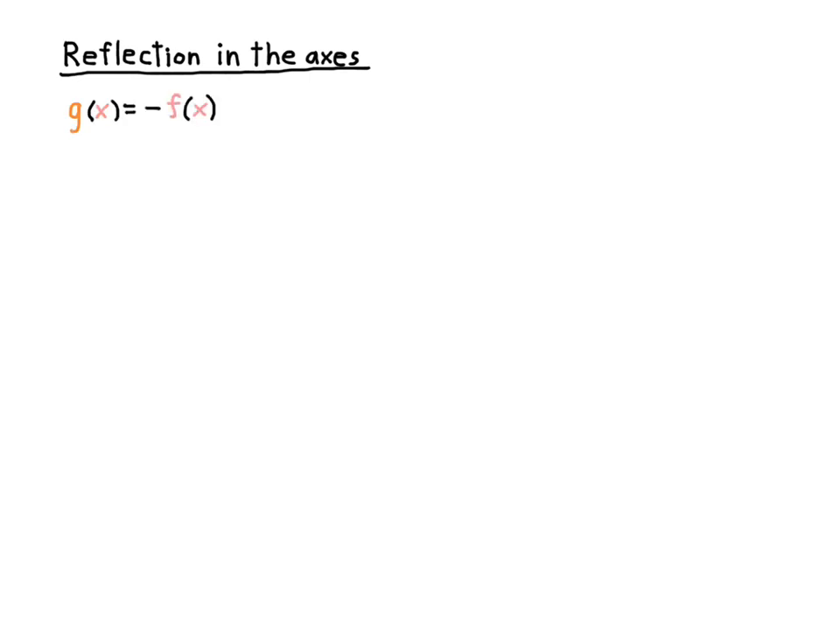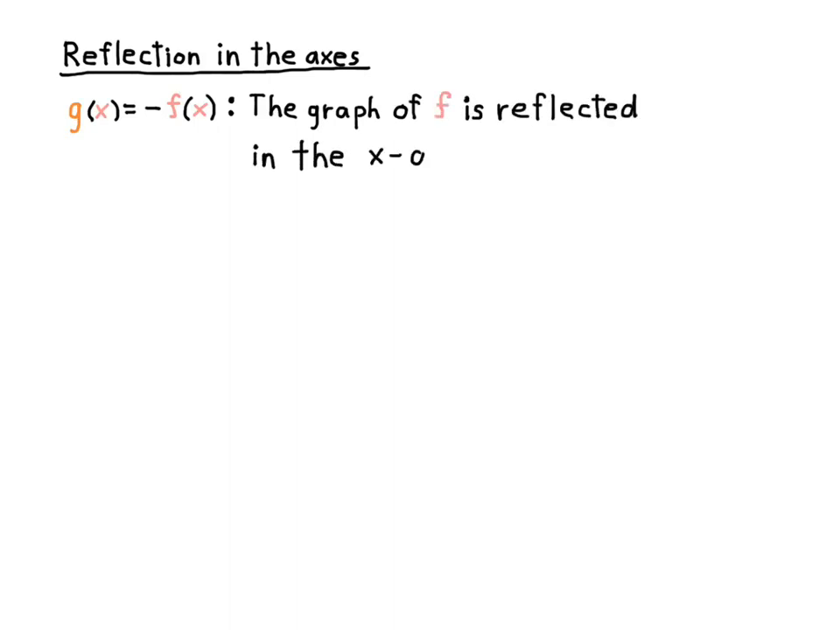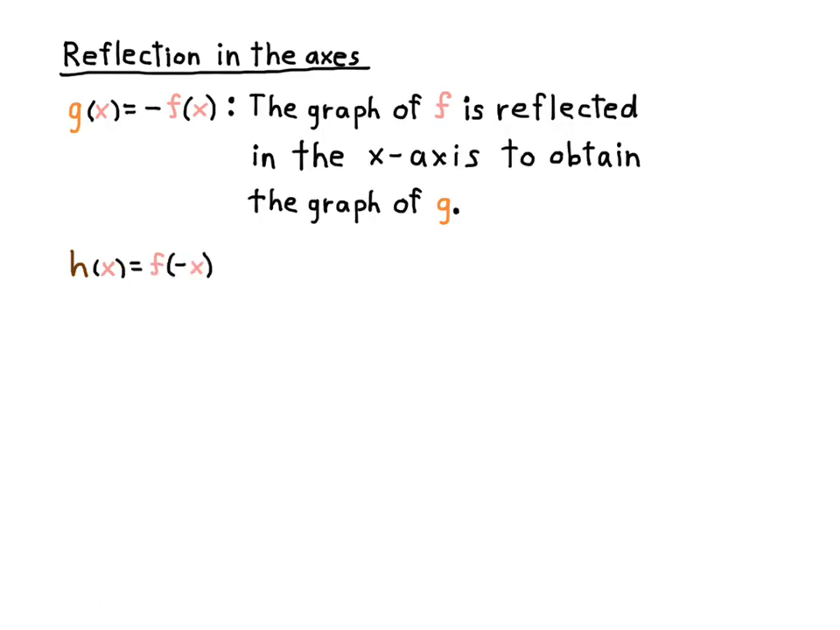So if you have a function f of x and you change it into a function g of x, where g of x equals negative f of x, then that means all your y-coordinates, you get the negative y-coordinate. And so your graph of f is reflected in the x-axis to obtain the graph of g. Okay, so the positive y's become negative y's and negative y's become positive y's.